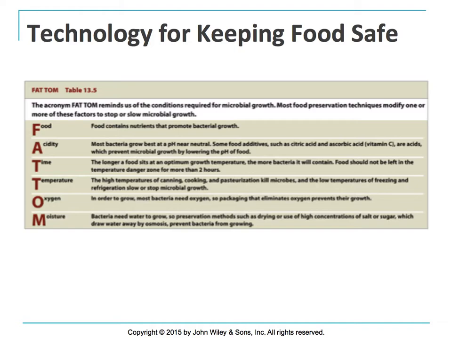There are some pathogens that grow in the absence of oxygen, but for the most part, oxygen is necessary for bacteria to grow. So, food manufacturers have developed packaging that sucks the air out of a food package to limit the amount of oxygen exposure, thus further reducing the bacterial growth. And the last M is moisture. Bacteria need water to grow.